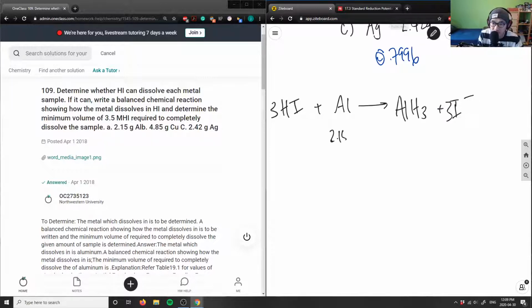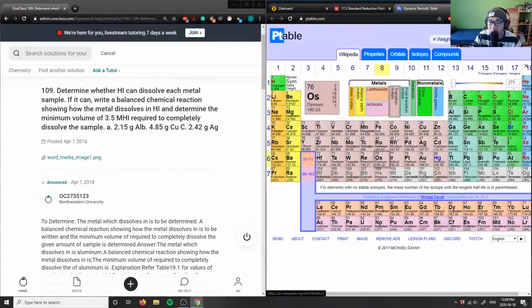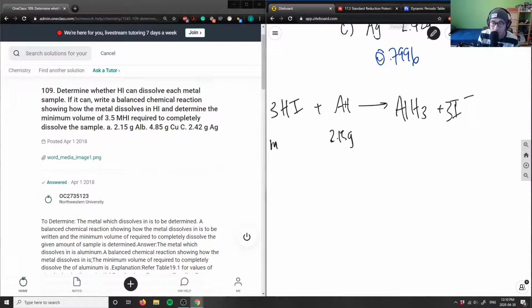So I have 2.15 grams here. This is mass, sorry. I have to figure out the moles of aluminum, right? I can figure out my molar mass by looking at my periodic table. Aluminum has a molar mass of 26.982 grams. My moles is simply my mass divided by my molar mass. This is 2.15 divided by 26.982, which gives me a value of 0.07968.